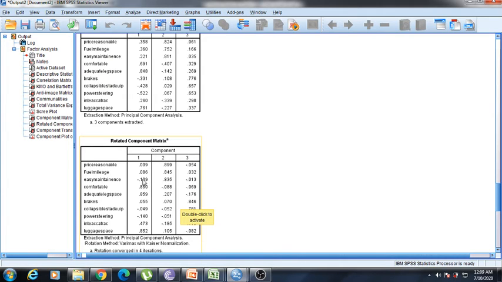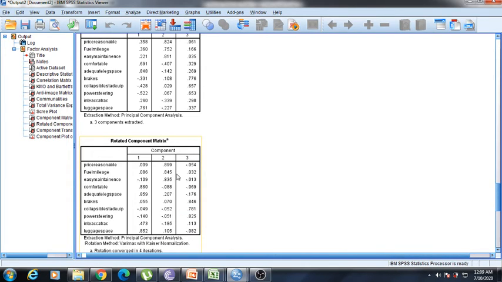So you can see here in the first factor, comfortable 0.860, adequate leg space 0.859, and the last one, luggage space. These three variables have higher values. All the other variables are lower value. So these are the three variables in factor number 1 we can consider.